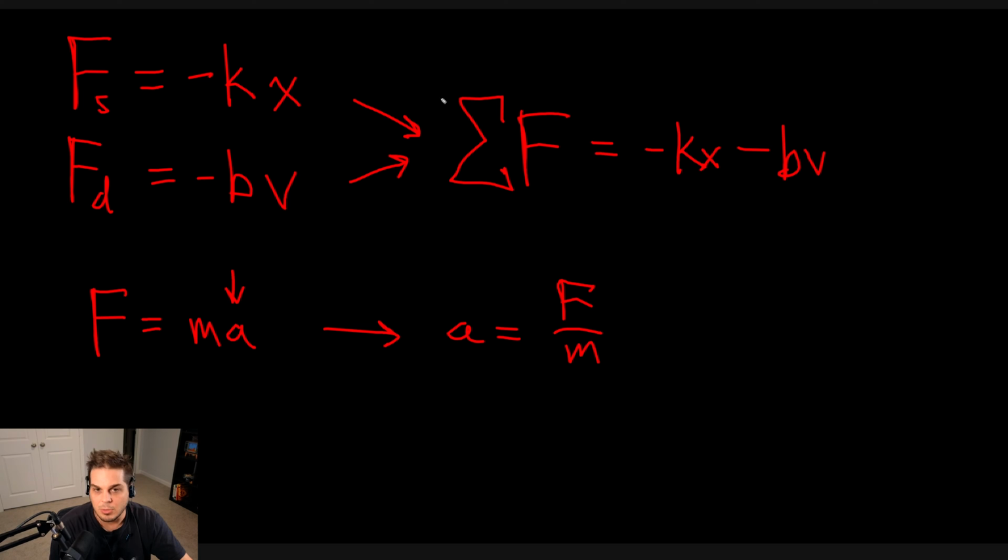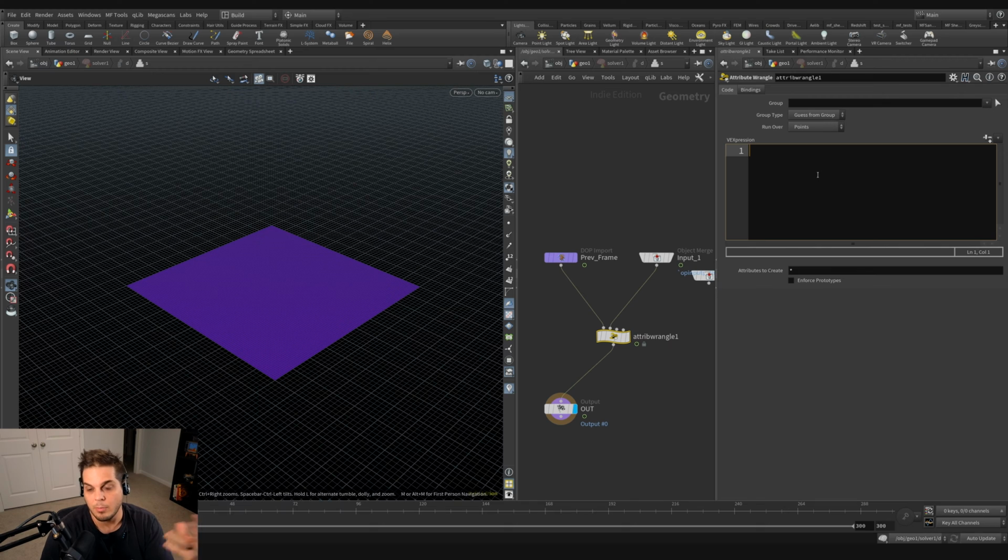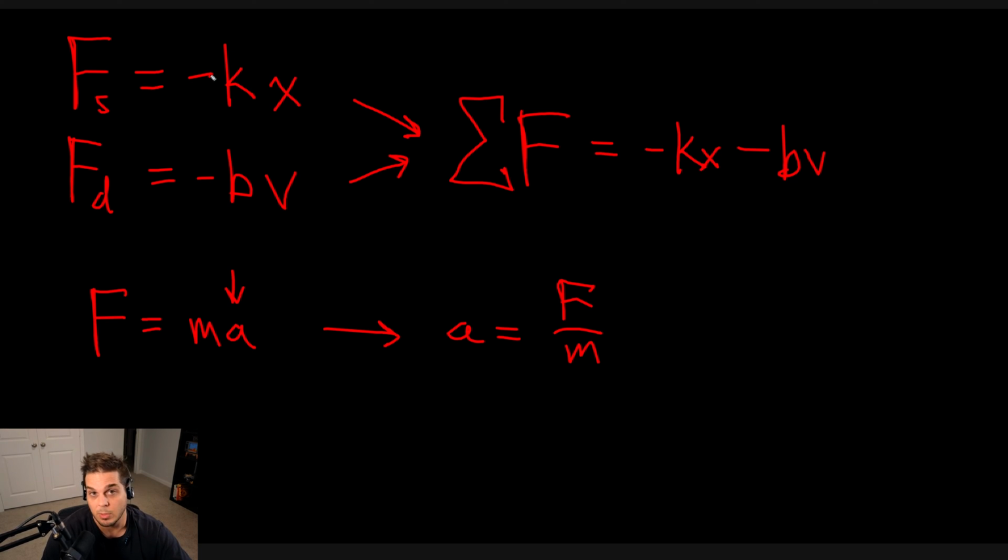So with these two formulas in mind, we can build out some formulas in VEX that accomplish this. So let's hop over into our wrangle and do that. The first thing, we're going to define our own variables for the spring constant, this K variable, and our own variable for the damping coefficient, this B here. We're also going to define a variable for our mass, which I usually just leave at one, but I'll make a little float slider for it just in case we want to experiment with that.